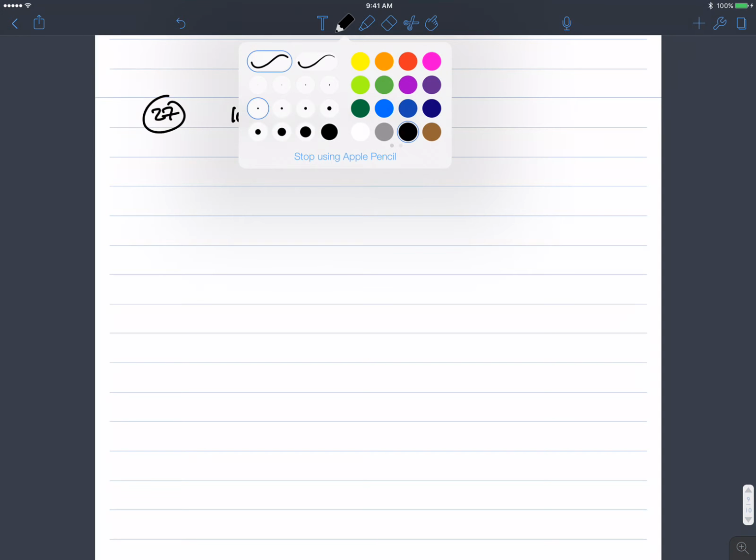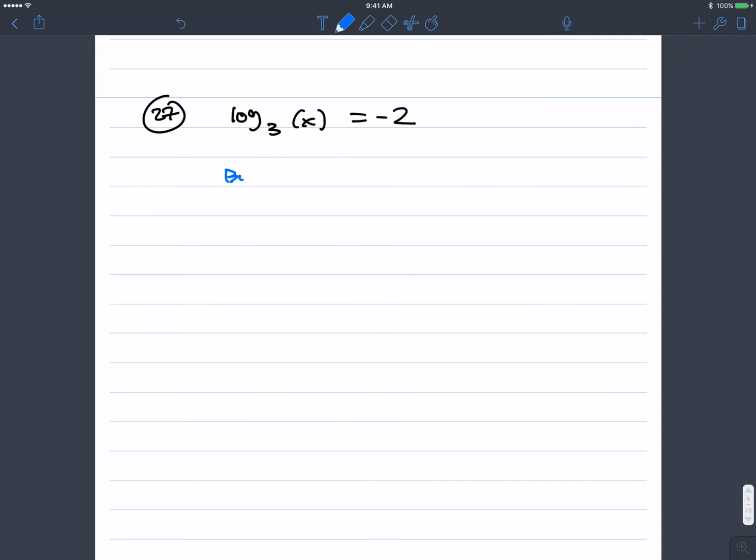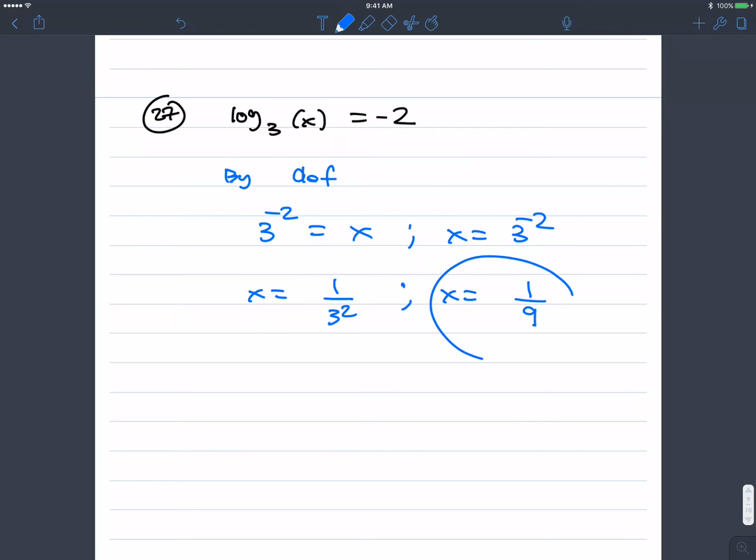27, log base 3 of x is negative 2. Again, by definition, 3 to the negative 2 power is x. Now notice this. By beginning algebra, we know what 3 to the negative 2 power is. That's 1 over 3 to the positive 2 power, or simply 1 over 9. We have solved this equation for x.